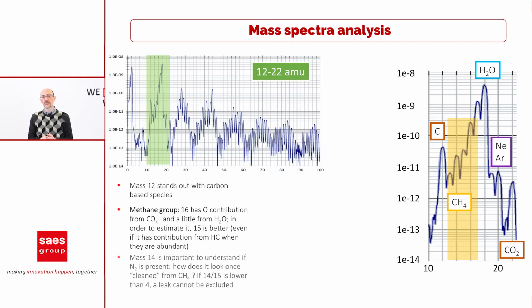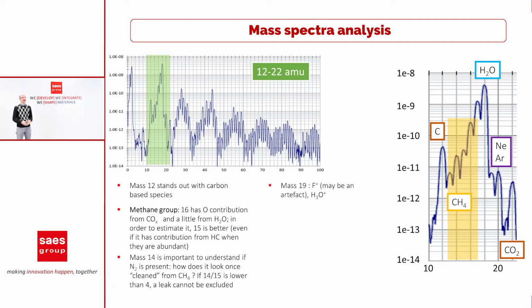Mass 14 is important to understand if there is nitrogen. We have to evaluate the methane contribution to this mass and subtract it. In general, if the 14 to 15 ratio is lower than 4, you should consider the possibility that a leak is present.